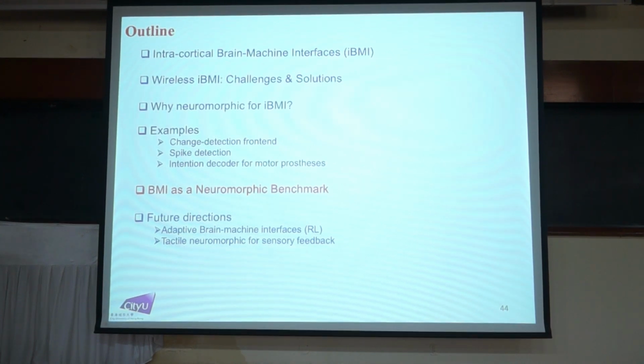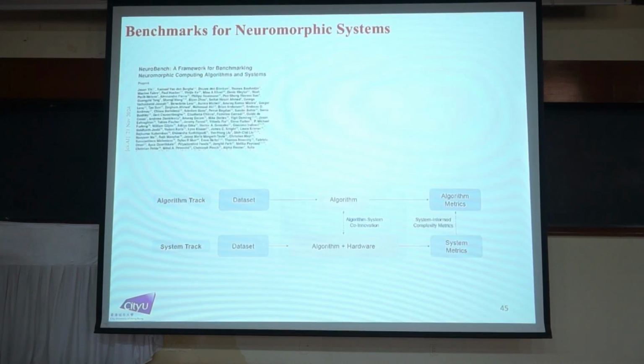Okay, so now we can flip the thing and think about what brain-machine interface can give back to neuromorphic. There has been a discussion in the community for a while about what are good benchmarks for neuromorphic systems and neuromorphic algorithms, and we believe that brain-machine interface is a great benchmark. So there was a big effort over the last year and a half called NeuroBench. This was an effort coordinated by Harvard, across many universities and many industries across continents, where we were trying to come up with good benchmarks and good benchmarking tools.